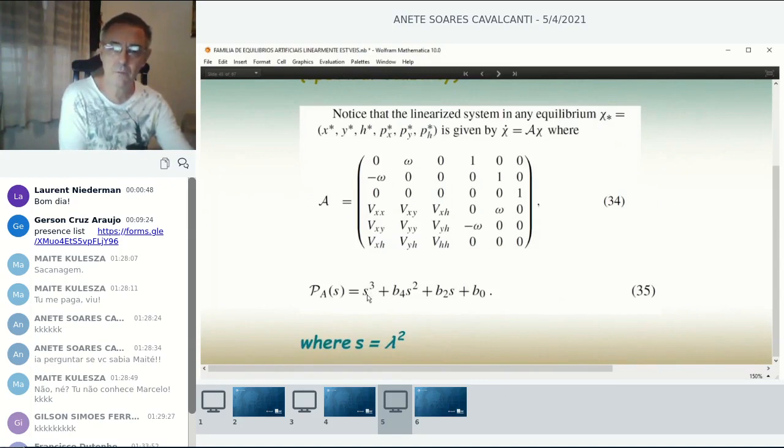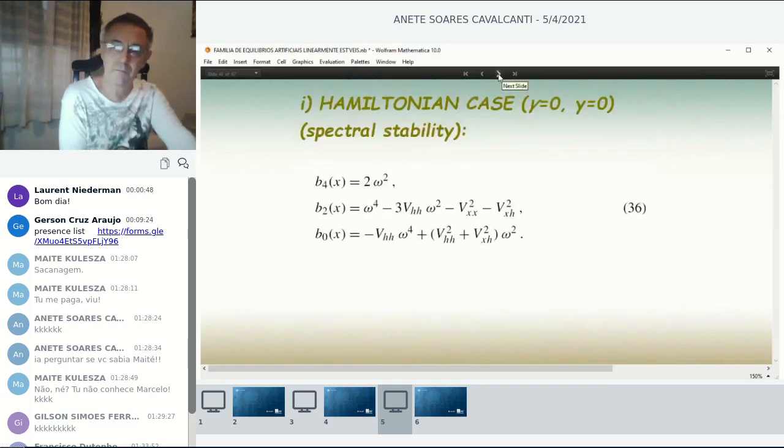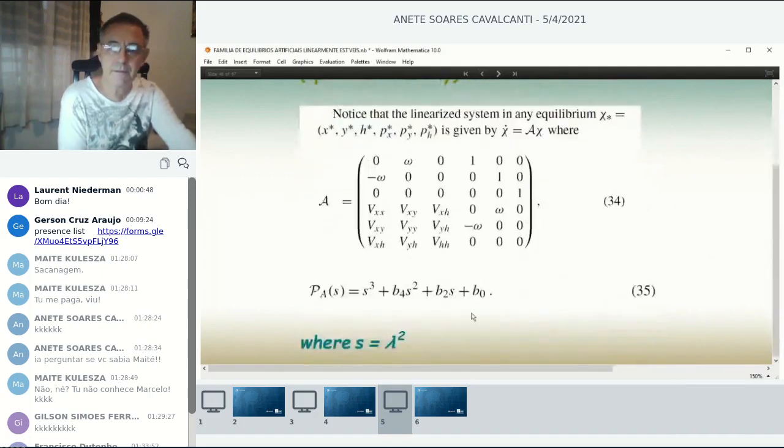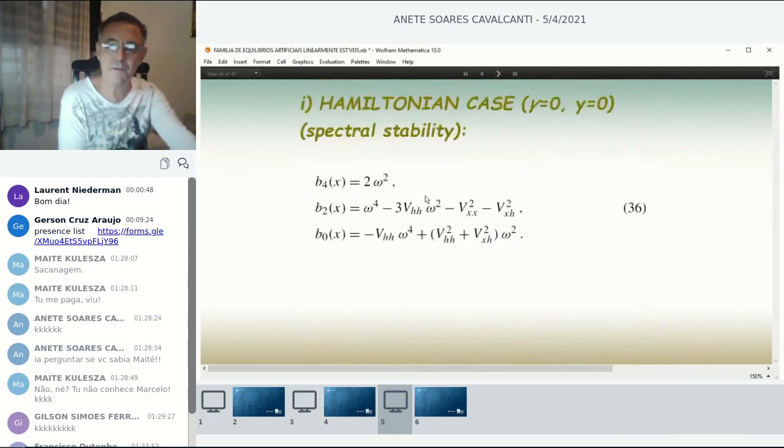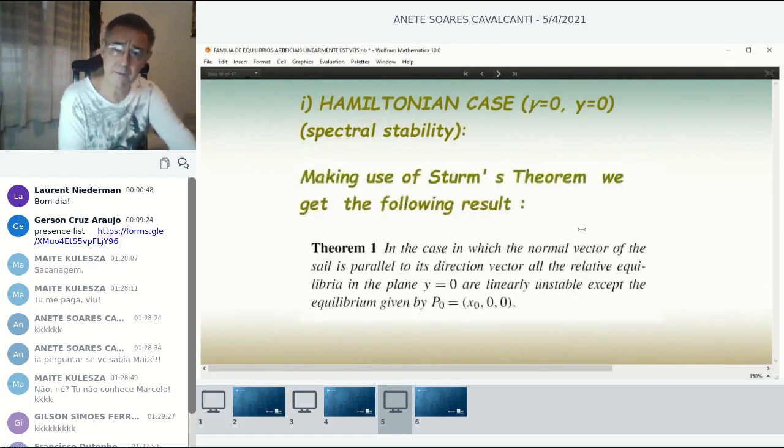Here we have already made the substitution. We called the eigenvalue lambda, and we call S the square of lambda. So we have this polynomial of degree 3, whose roots we have to analyze. Okay, the coefficients in the polynomial, B4, B2, and B0, are expressions given in terms of the angular velocity and the derivatives of V, given by this expression 36.